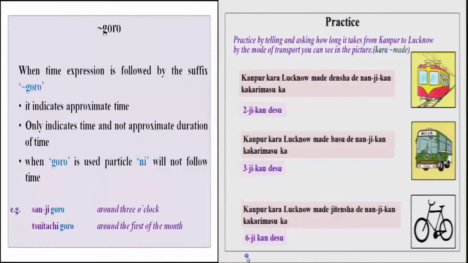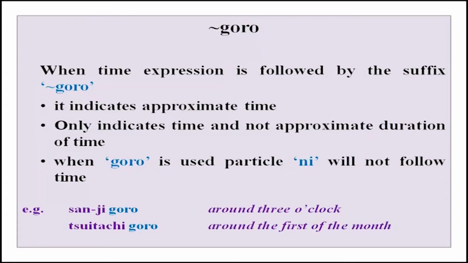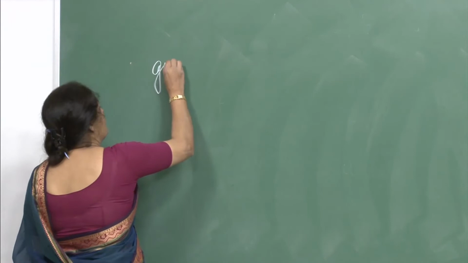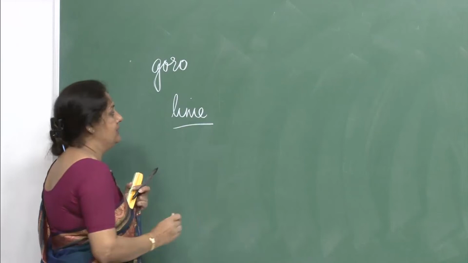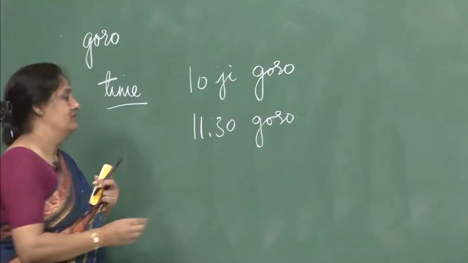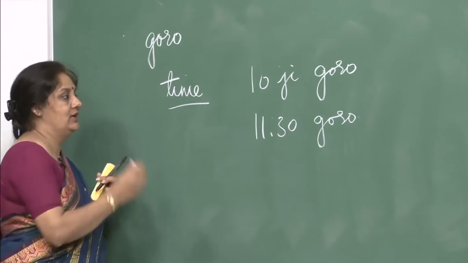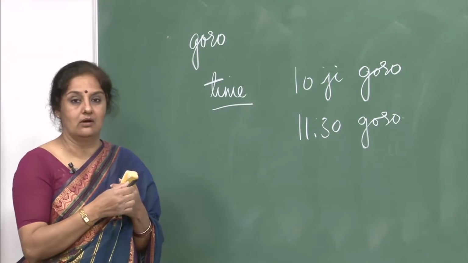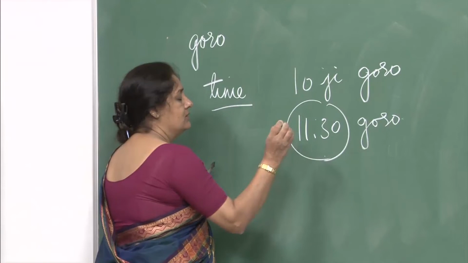Now, there was a word goro in our conversation and goro means approximate, around. But one thing is important, goro is only used for time, approximate time. Juji goro, juichiji han goro means 5 minutes plus minus around 11:30, around 10 o'clock or 10:30 or 1 o'clock. 5 minutes plus minus, approximately around this time is goro.